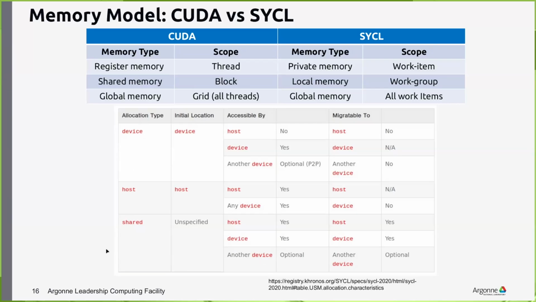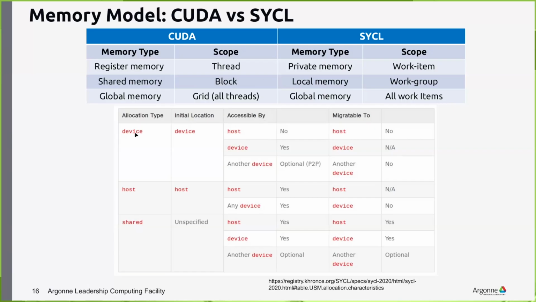This table shows, and again, this table is available in the SYCL specification, the link is here. You have allocation types, which are device, host, and shared. As the name itself says, device allocation has the allocation on the device. Host means it has the allocation on the host, which can be a CPU, but it has access to the device as well. The columns accessible by and migratable to are slightly advanced versions of it.